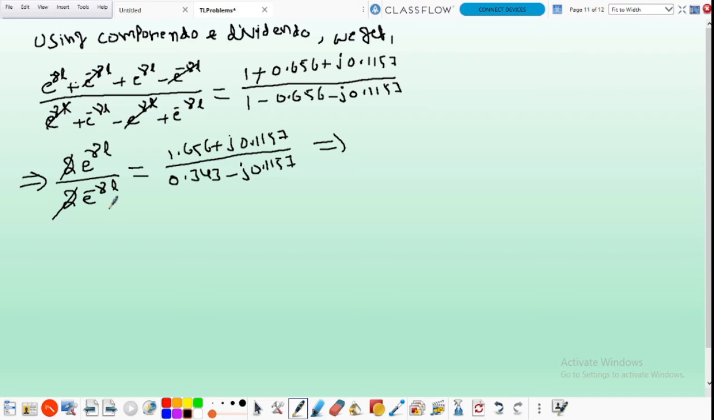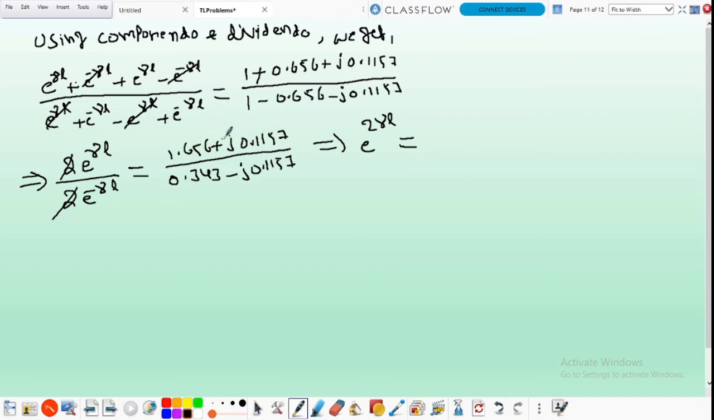E power minus gamma L is coming to the numerator. We have e power plus gamma L, e power gamma L and e power gamma L, e power 2 gamma L is equal. The numerator term is in rectangular form and the denominator is also in rectangular form, and we convert this rectangular form into polar form.